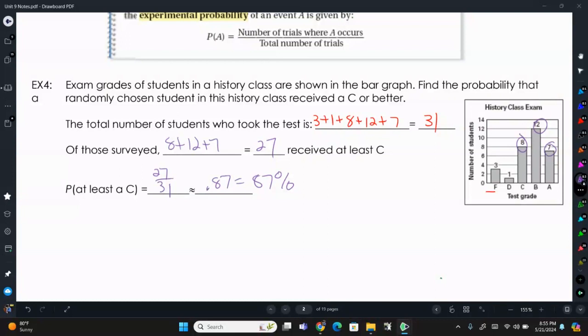So the big idea for this lesson is that probability is calculated by dividing the number of desired outcomes. What are we looking for? Are we looking for drawing an ace? Are we looking for students that earned a B? Divided by how many possibilities there are. And then you have theoretical probability, what should happen, what we expect would happen, and then we have the experimental, what actually happens if we run an experiment.